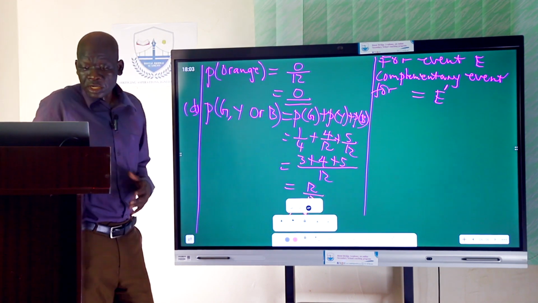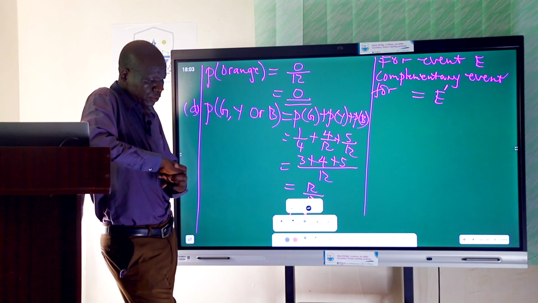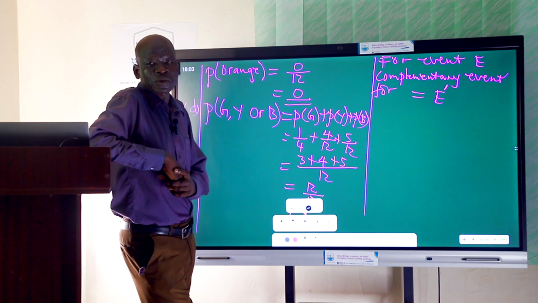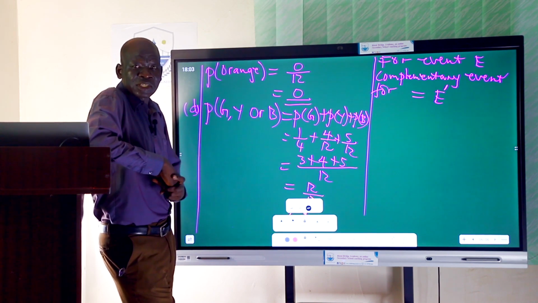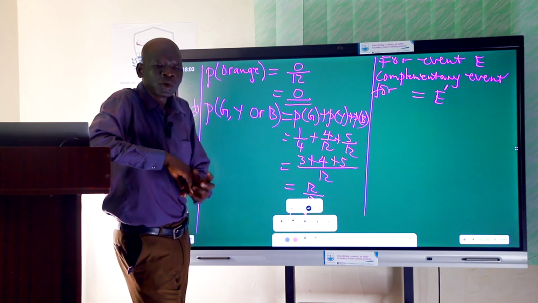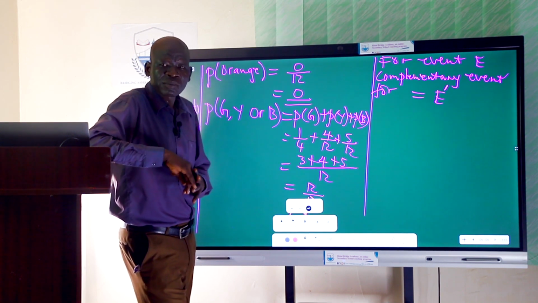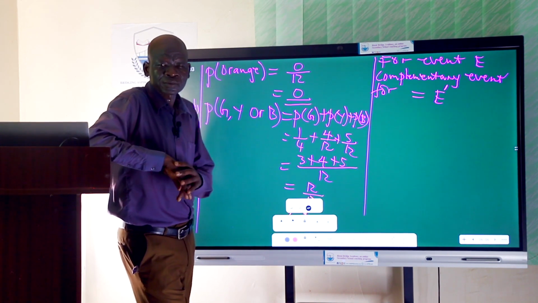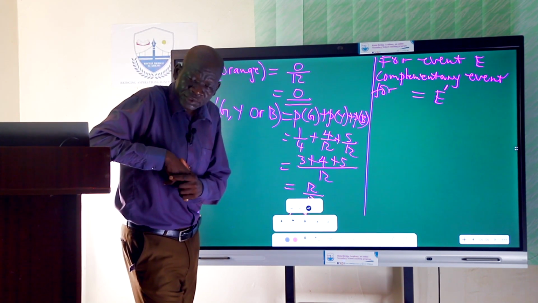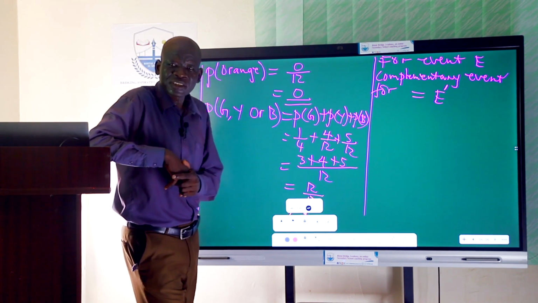So, the probability of an event plus the probability of its complement must always equal 1. That means that the probability of any outcome occurring plus the probability of any outcome not occurring must always equal 1. Meaning that the probability of an event not occurring is equal to 1 minus the probability of an event occurring.